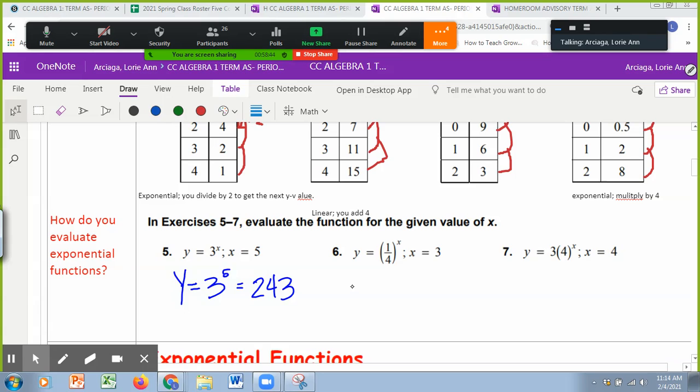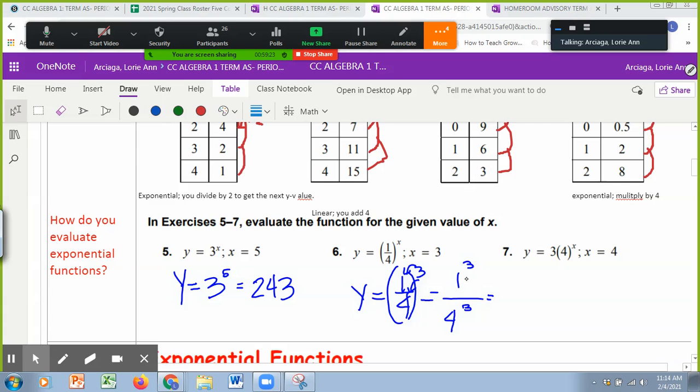Okay, next one. Y is equal to 1 over 4 to the 3rd power. If you remember laws of exponents, that's actually when we distribute the 3, right? So 1 to the 3rd power over 4 to the 3rd power. So what's the final answer?